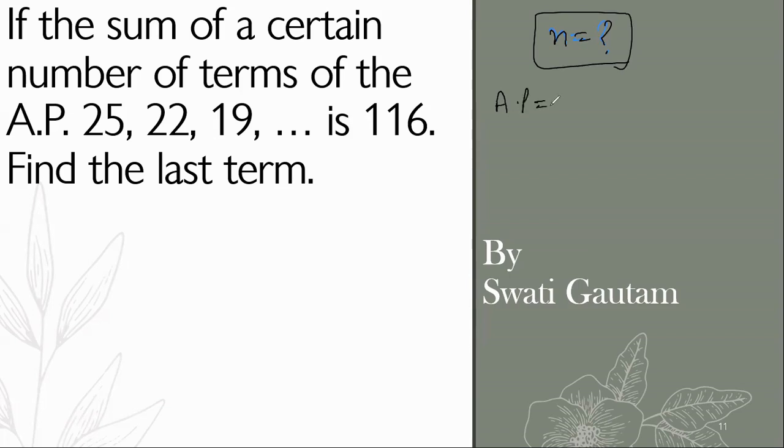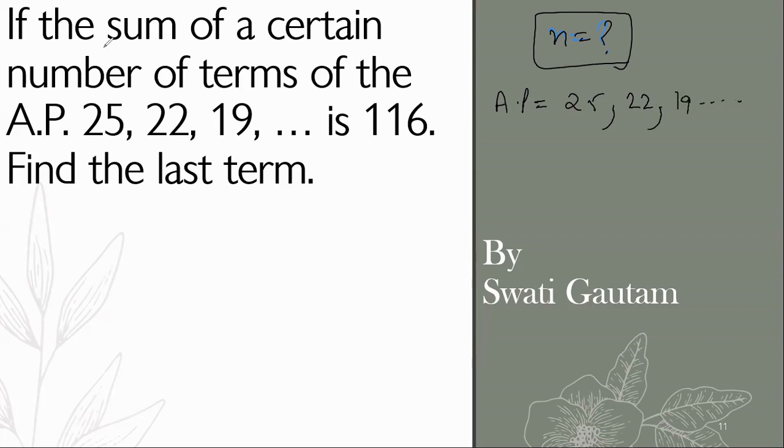Arithmetic progression is the sequence in which we are writing terms with commas, and terms should be in an ordered way. Means the difference between the two consecutive terms should be same. So that is an AP. So AP is 25, 22, 19 and so on.